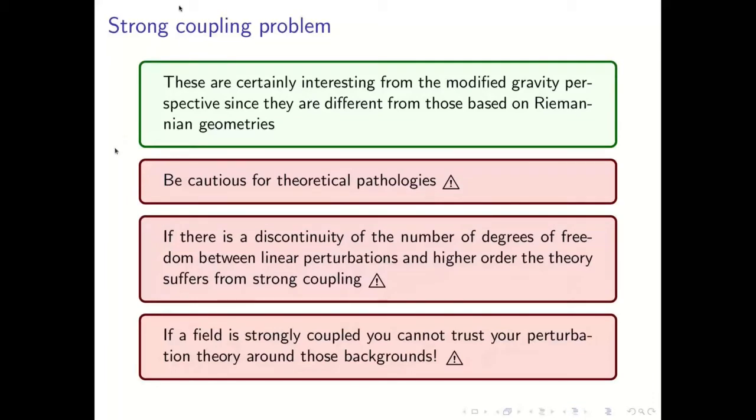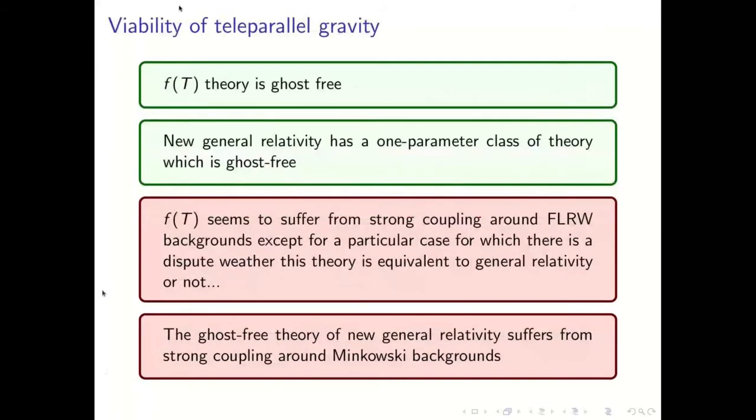So these are certainly interesting theories because they are different from those you can find in Riemannian geometries. But one should be cautious because they can suffer from pathologies. If there is, for instance, a discontinuity in the number of degrees of freedom between perturbation around some background and its higher order theory, then the theory suffers from something known as strong coupling. And if we have a strongly coupled field in our theory, then we cannot trust our perturbation theory around those backgrounds, which of course leads to not being able to give important predictions around these backgrounds.